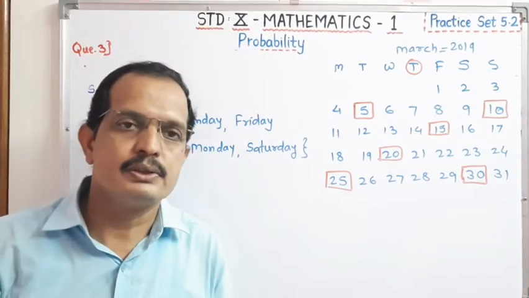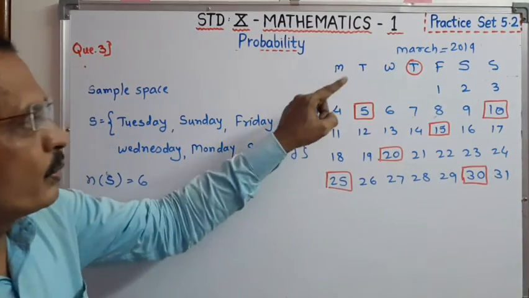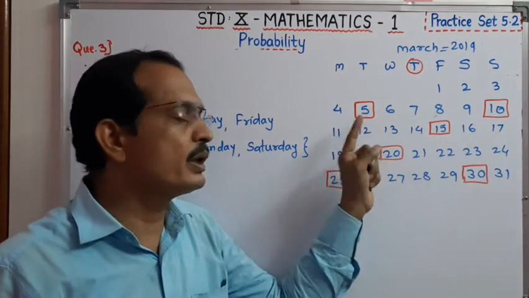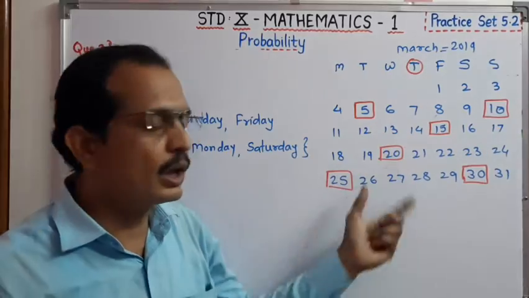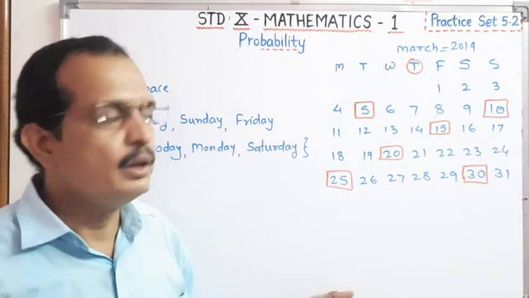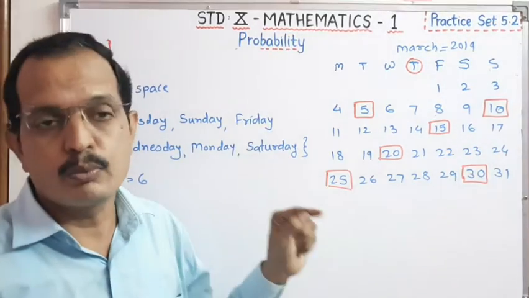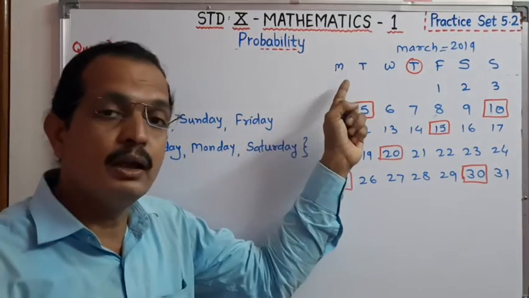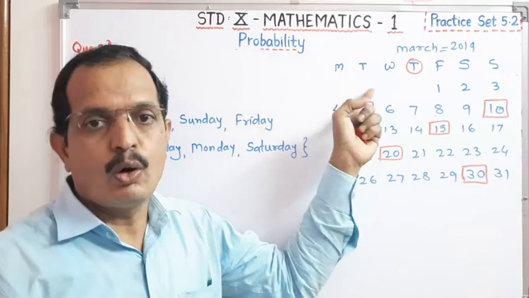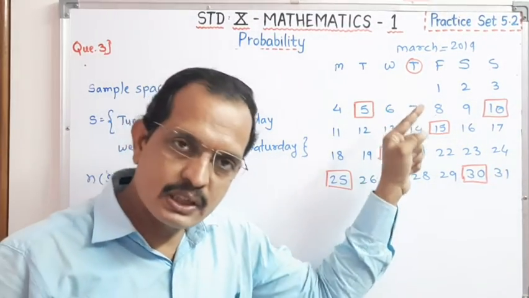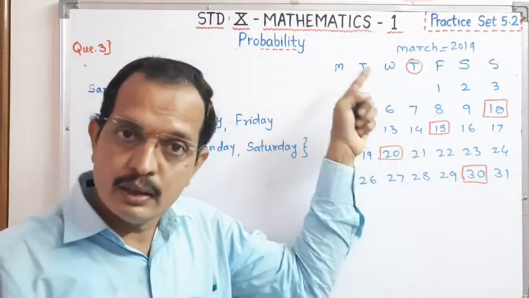Very easy. See dear student, in the exam, if multiples of 5 are given instead of multiples of 2, then you have to write accordingly. If multiples of 3 are given, then you have to write accordingly. See here, one important thing is that we have to write the day on which the date is a multiple of 5. That means we have to see the date, but we have to write the day.